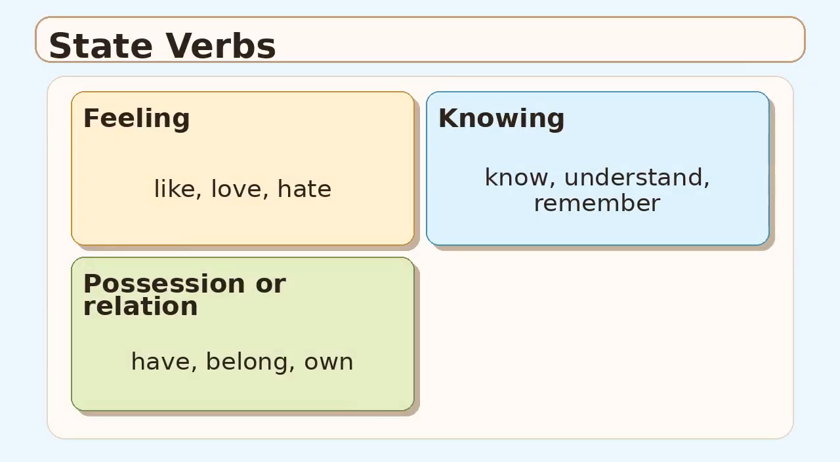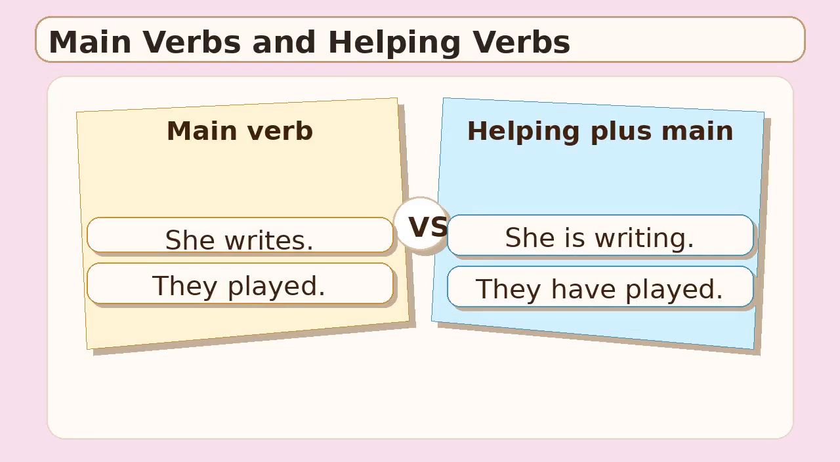State verbs show condition, feeling, possession, relationship, or mental state. They often describe what is already true, not what is being actively performed. In feeling, notice like, love, hate. In knowing, notice know, understand, remember. Look at the contrast on the screen.